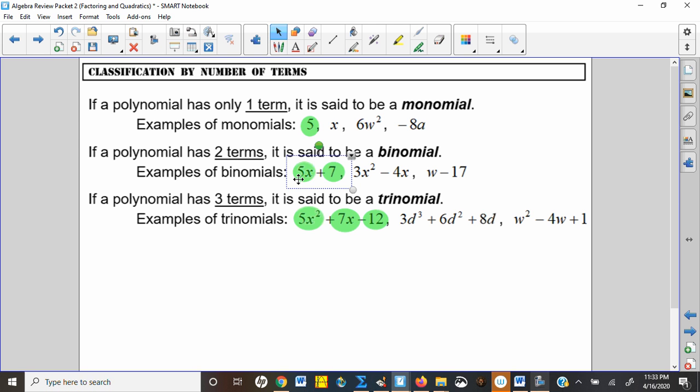Then we move to the two-term creatures, right? 5x and 7, two terms. Terms are separated by addition and subtraction signs. Okay, these are all two-term creatures. We call those binomials. We know bi means 2. And then finally, tri means 3. So trinomials have 3 terms: 1, 2, 3. And so that's how you classify them, by number of terms.